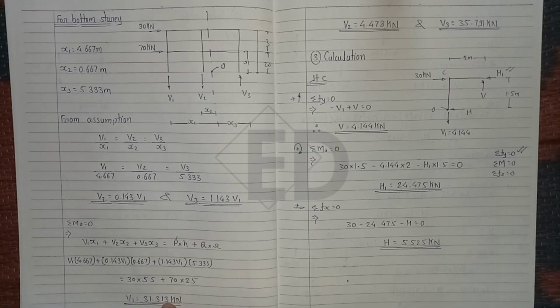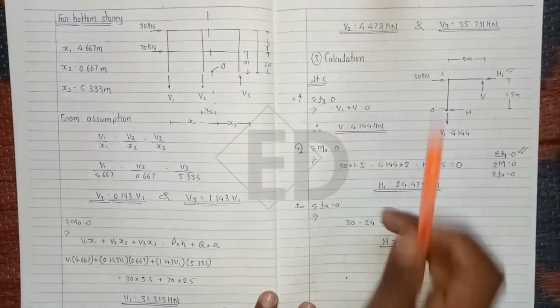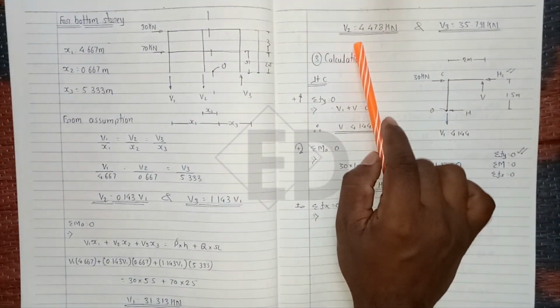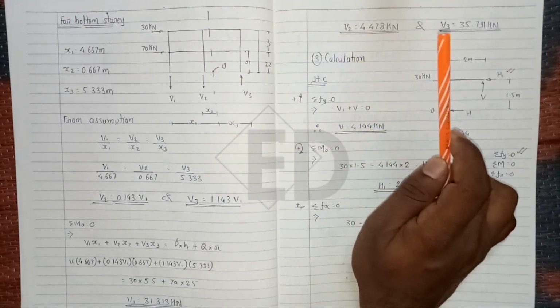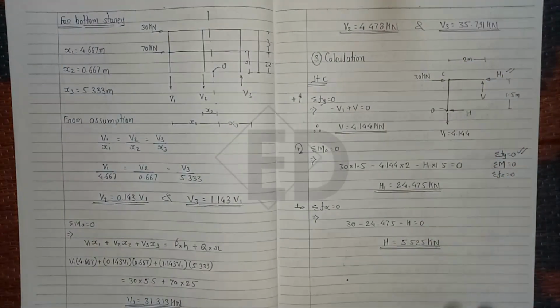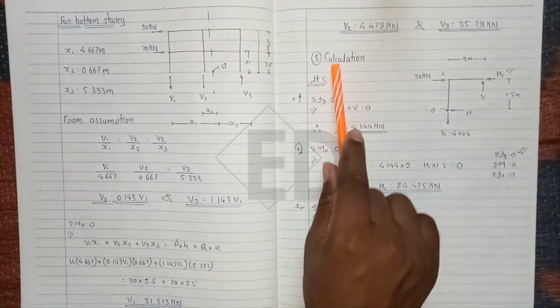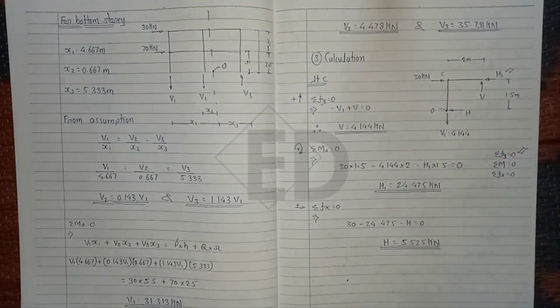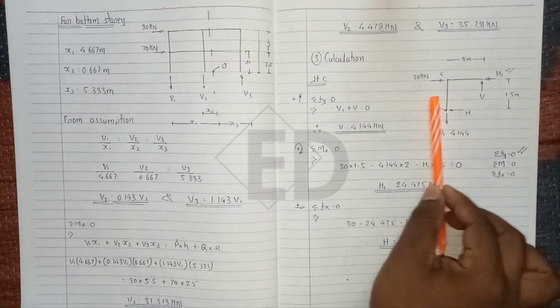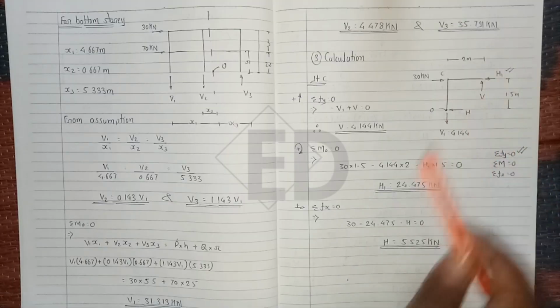Likewise, once we calculate the value of v1, we are able to calculate v2 and v3. So v2 is 4.478 kilonewton and v3 is 35.791 kilonewton. Okay, now moving towards our main step, the calculation of shear force and axial force in the column and beam.